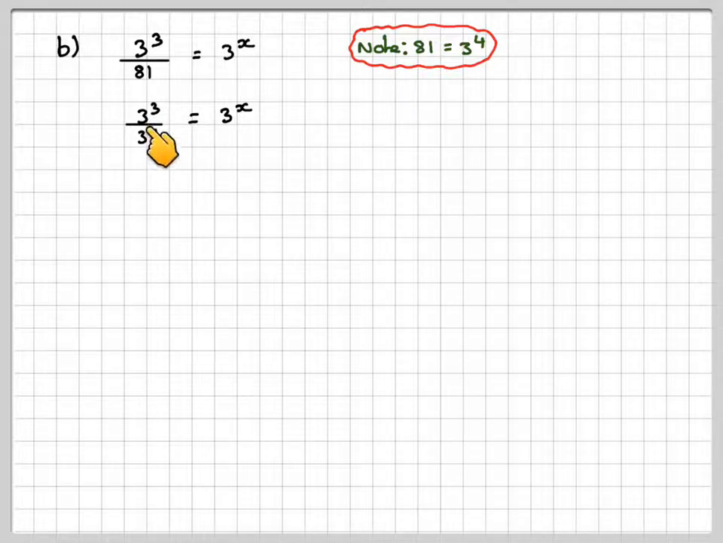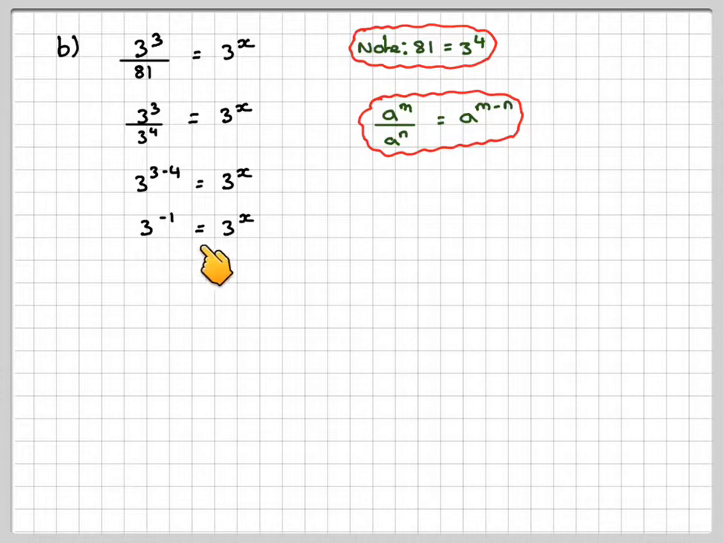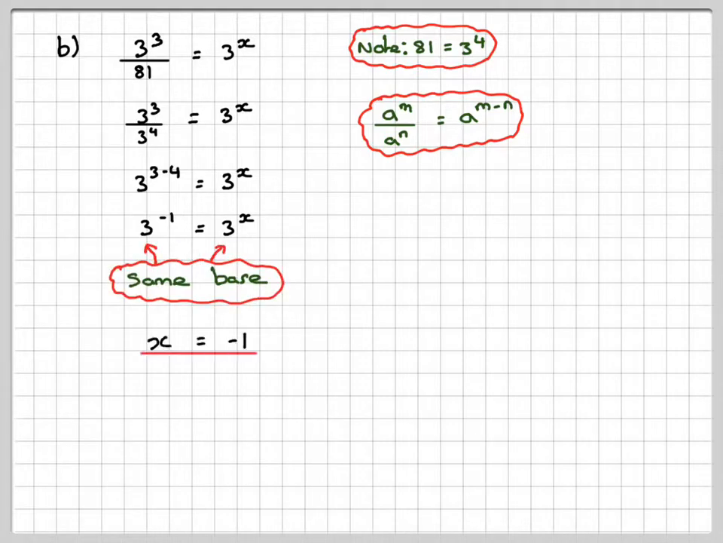So using a rule of indices here to make this a single base of 3, we're going to have a to the m over a to the n is equal to a to the m minus n. So this becomes 3 to the 3 minus 4 is equal to 3 to the x. 3 minus 4 is minus 1. So we've got 3 to the minus 1 is equal to 3 to the x. So again we've got the same base of 3. Therefore x must be equal to minus 1.